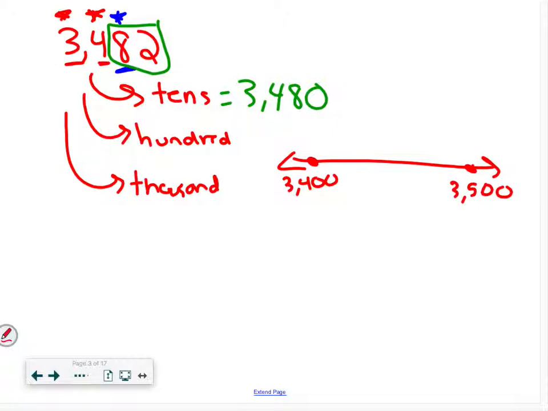Okay? Now I need to find my halfway point. Well, between 400 and 500, the halfway point will be 3,450.